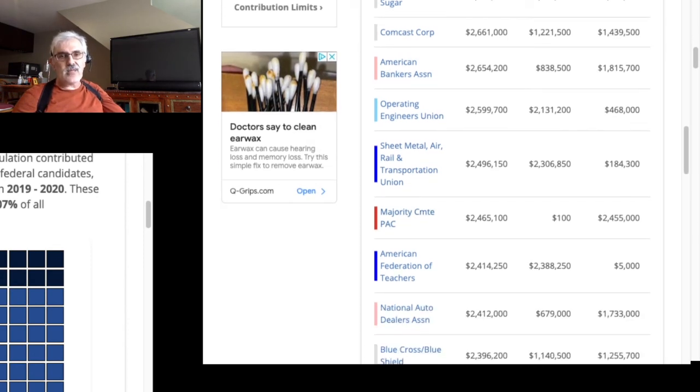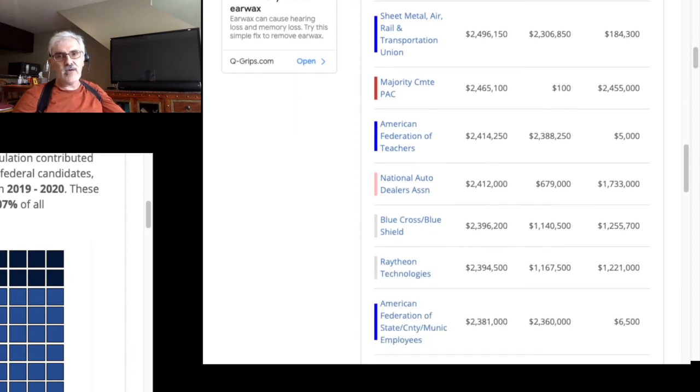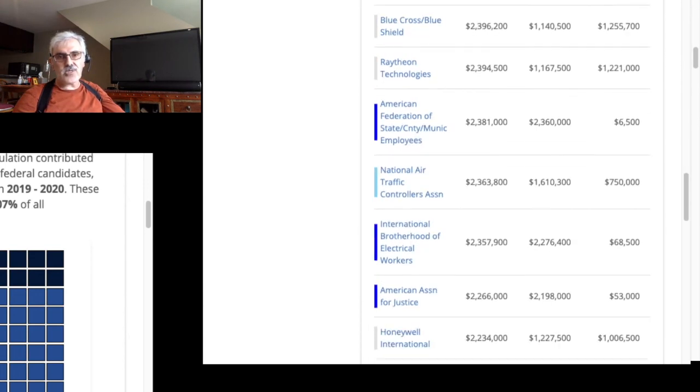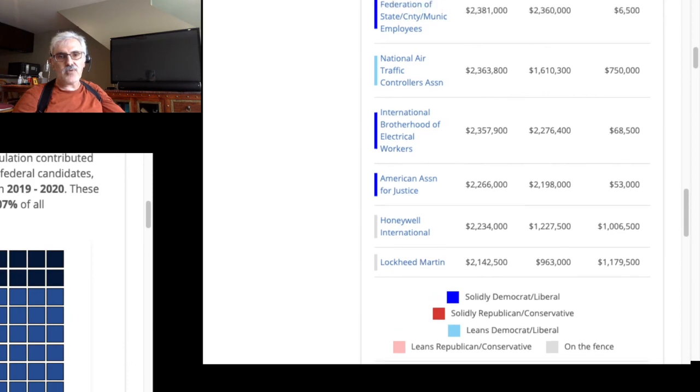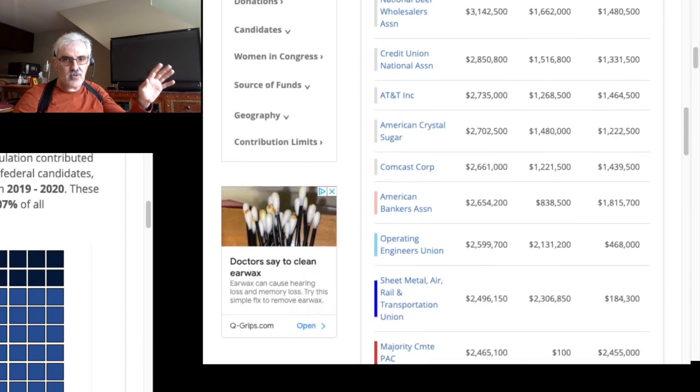Majority Committee PAC, this is a non-corporate PAC, a non-affiliated ideological PAC, overwhelmingly to Republicans. American Federation of Teachers, labor union, overwhelmingly to Democrats. National Auto Associations, right, overwhelmingly to Republicans. And you can see by the color which is solidly Democratic and which one isn't, that most labor unions and ideological groups give to whatever is preferable to them, usually the Democratic Party, if you're a labor union. Now, I want you to find out on your own which PACs give overwhelmingly to Democrats and which PACs give overwhelmingly to Republicans, right? That is your job. Find it out on your own.